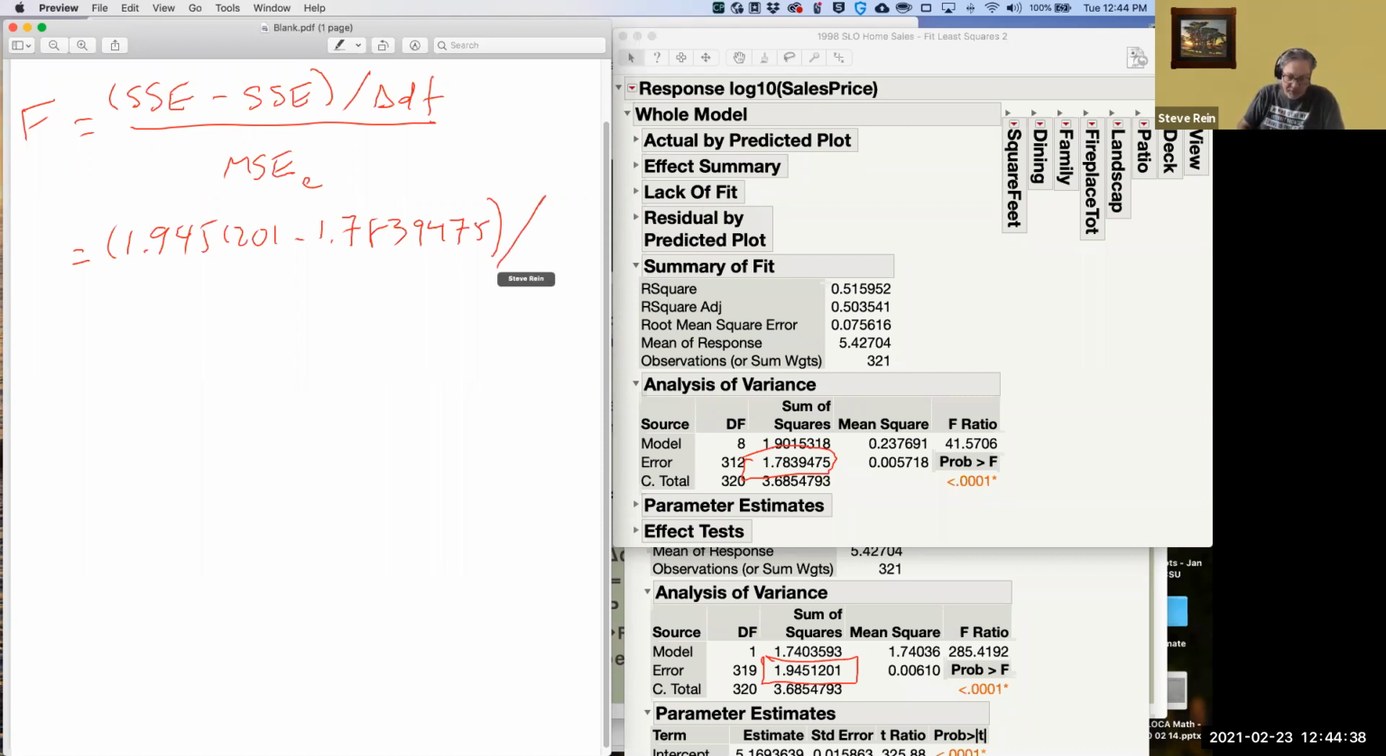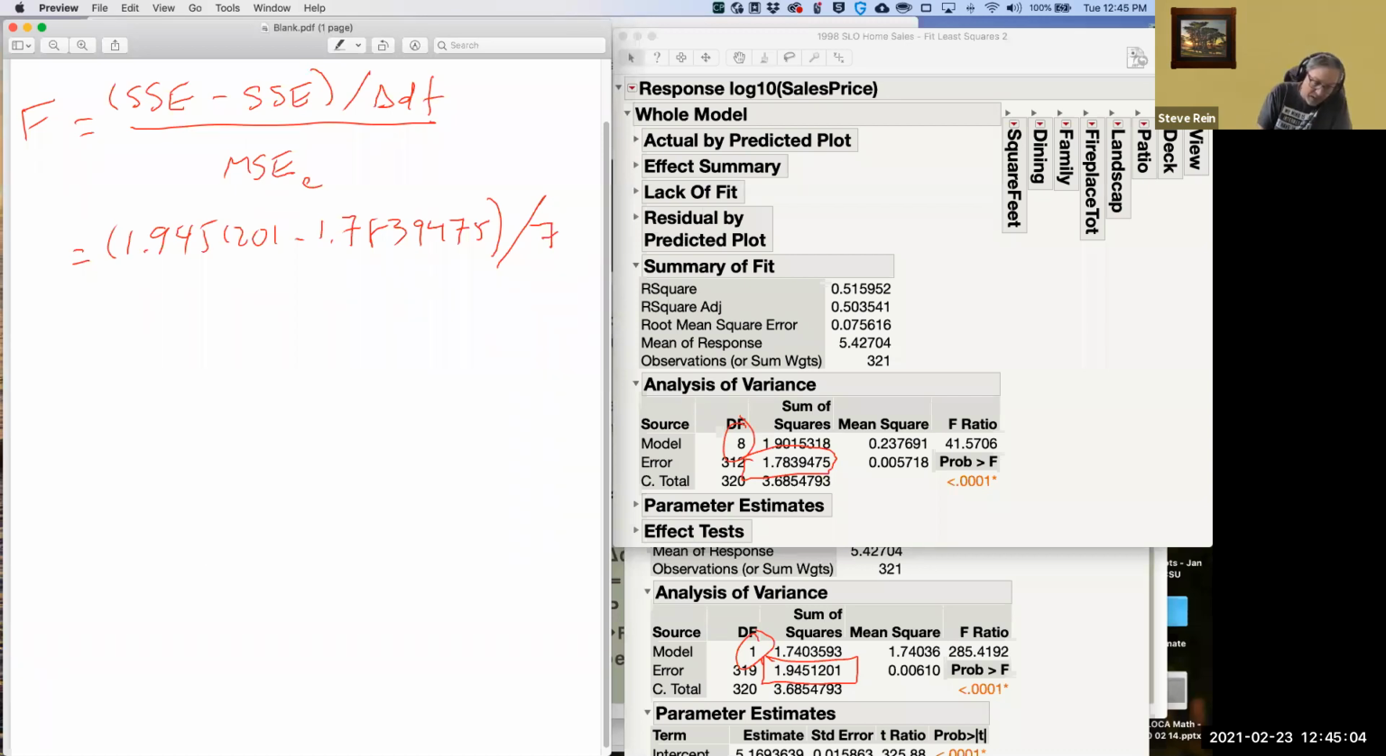Okay, the change in degrees of freedom. Well, I had 8 degrees of freedom in the one model and 1 in the other. So that's 7 degrees of freedom different. The change in degrees of freedom is 7. Now that's the change in degrees of freedom for the model. I circled the 8 and the 1. I could have also circled 312 and 319. The difference of those would also be 7.